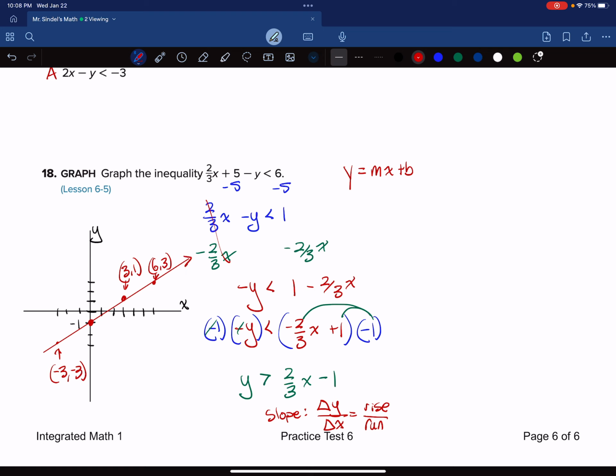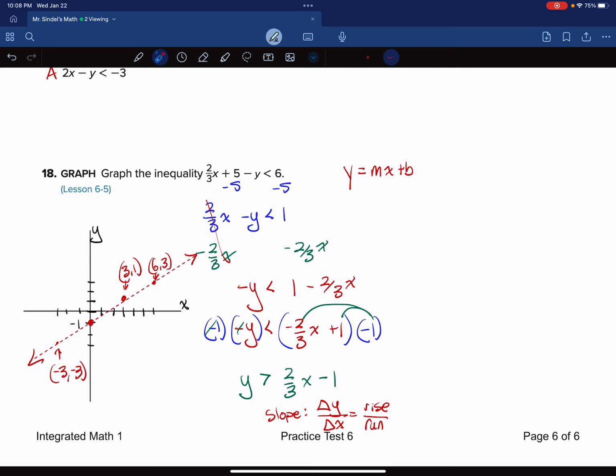Okay. I didn't do it perfectly, but there is my line. It is incorrect. Let me talk about why. This symbol here means it is a dashed line. So if it's a dashed line, I just drew a solid line. Undo, try it again, Mr. Siddell. All right, so dashed line, and now I have a line that goes through these points, and I'll do arrows on the end to say it goes forever and ever.